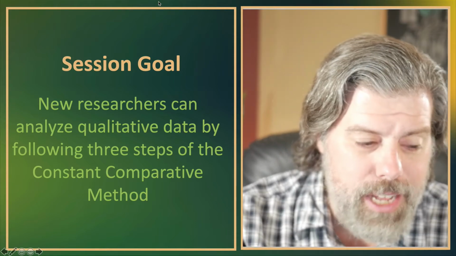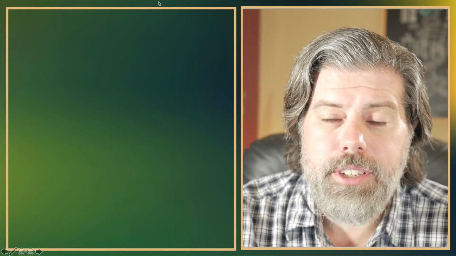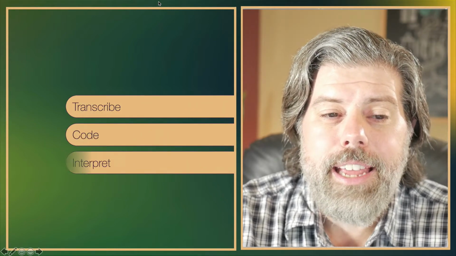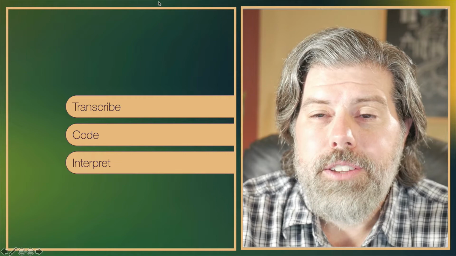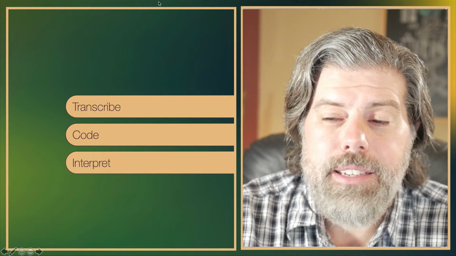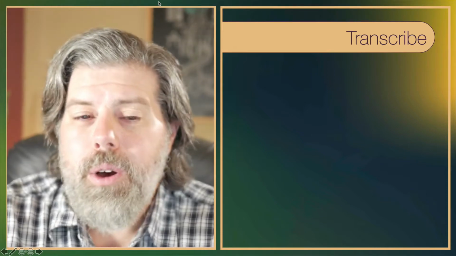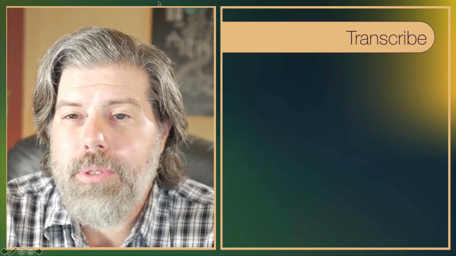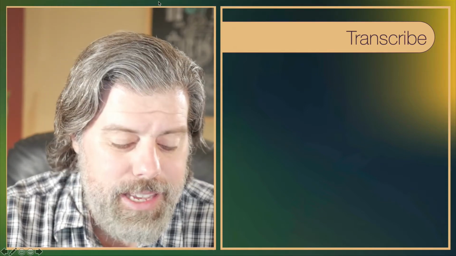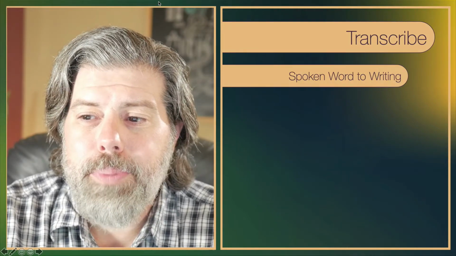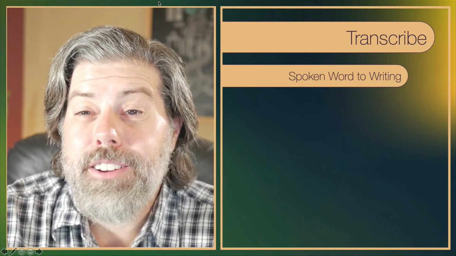And so the 3 steps of the constant comparative method are to transcribe, to code, and to interpret. So let's take each one of these in order. The first is to transcribe. When we are talking about transcribing, what we are saying is that we want to take the spoken word and convert it into writing.